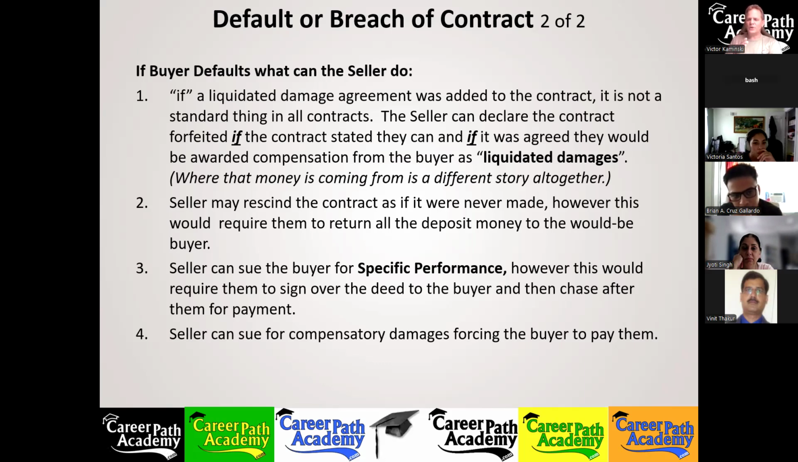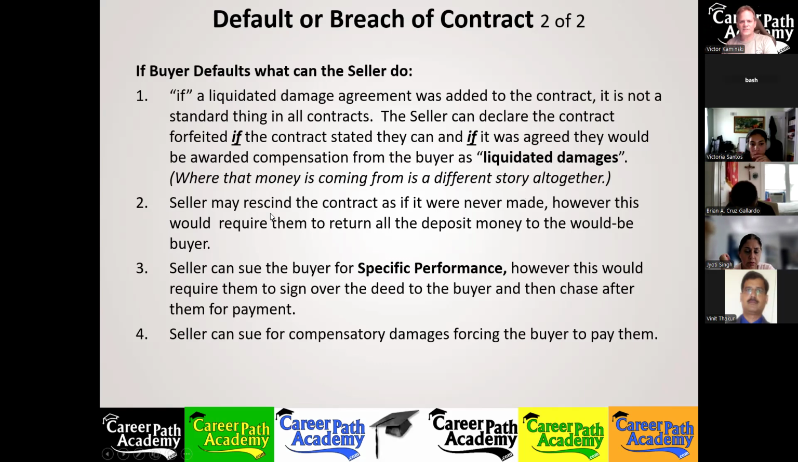So make sure that if you put a liquidated damage agreement in the contract, you don't also write that the deposit money will serve as compensation, because then you can't chase after anything more. If that liquidated damage agreement was agreed to, that they would pay a higher amount than whatever they gave, they could have put down $1,000. You're not getting anything more than that.